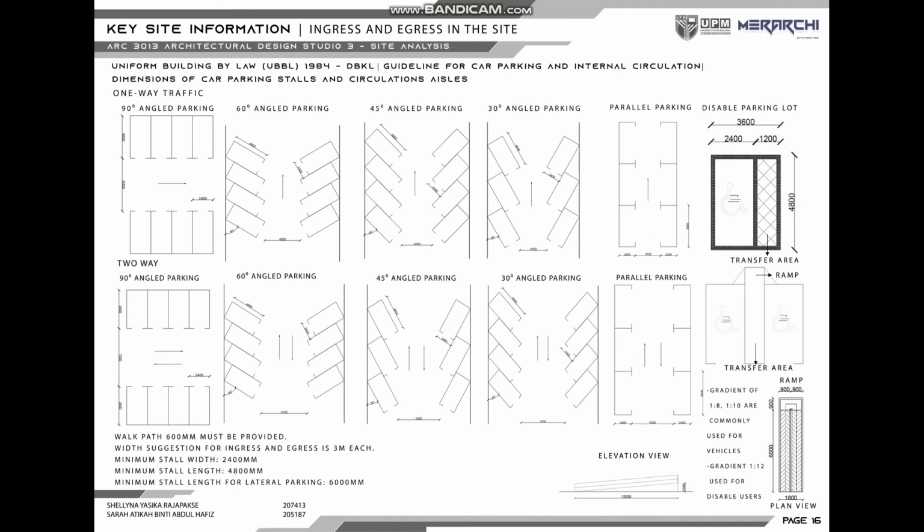The last one is the parking layout. This is the DBKL guideline for car parking and internal circulation. There are one-way parking and two-way parking. The walk path of 600 mm must be provided, with the suggestion for ingress and egress being 3 meters each. Minimum stall width 2400 mm. Minimum stall width 4800 mm. Minimum stall length for lateral parking 6 meters.